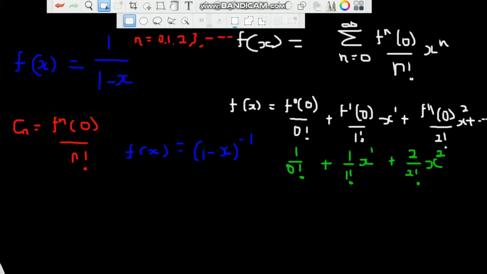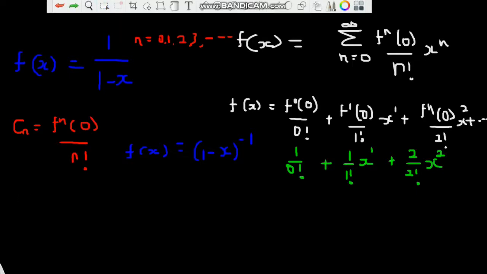Okay, now let's do the third one also. That means we are going to find the third derivative of the function, f prime prime prime of x. I know from the second derivative, f prime prime of x, we got 2 into bracket 1 minus x to the power of minus 3. So we are going to use this to find the third derivative.